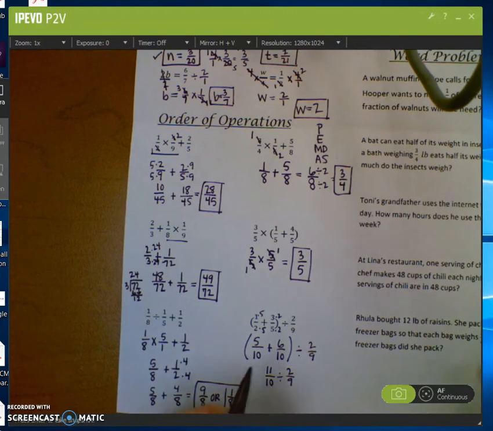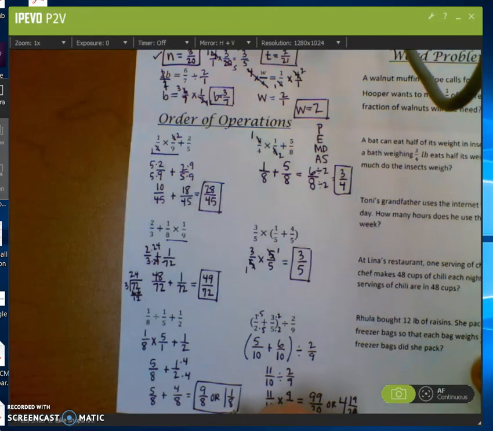When I divide fractions, I keep the first, change division to multiply, and flip 2/9 to 9/2. There's nothing that I see here that I can cross reduce, so I'm going to multiply straight across. 11 times 9 is 99, and 10 times 2 is 20. Again, I would accept this, or I would take 4 and 19/20 as a mixed number. Either one works on a test or quiz.